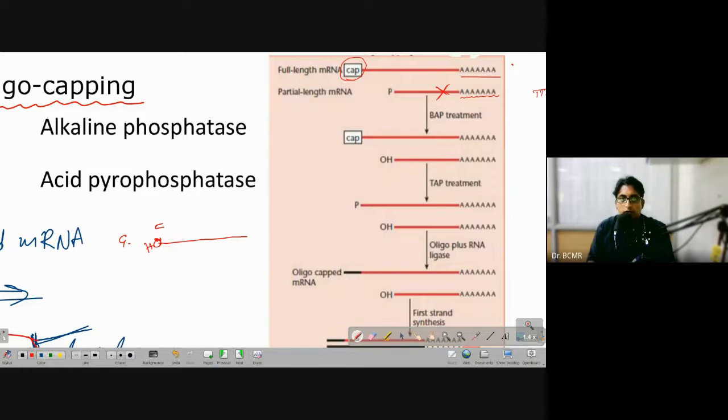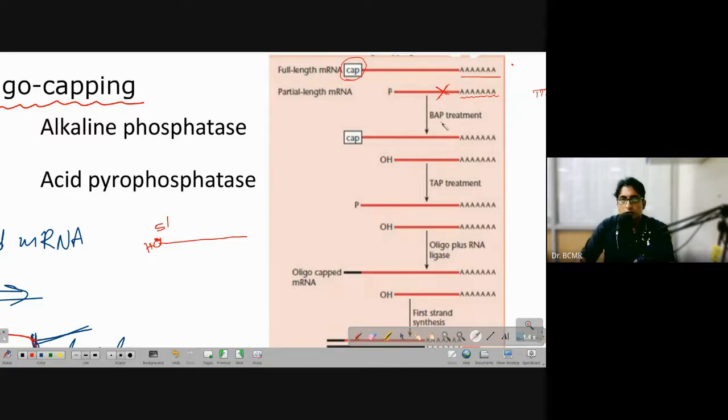So normally we would have a 5' phosphate, and for eukaryotic mRNAs, we have a G cap, and now the G cap is removed. So let's follow through what is going to happen to both of these. In the first one, we have a G cap and poly A, that is a full-length mRNA. In the other one, the partial one, the cap is missing, but the poly A tail is there.